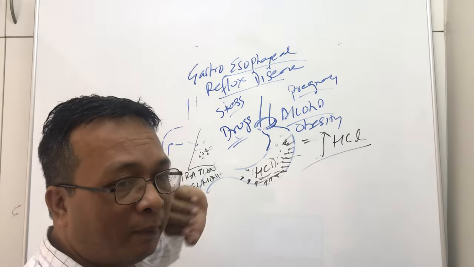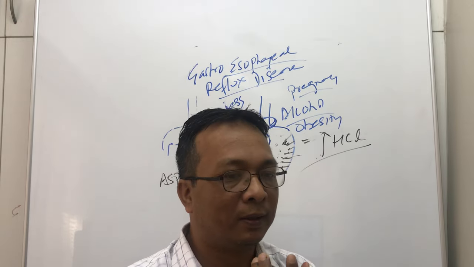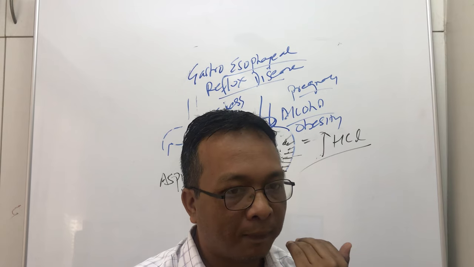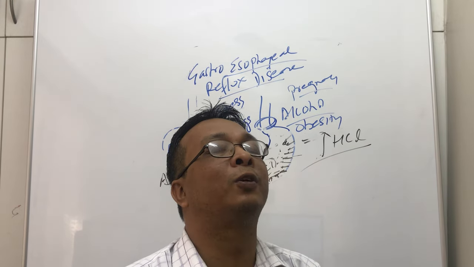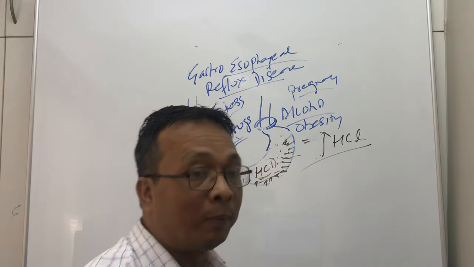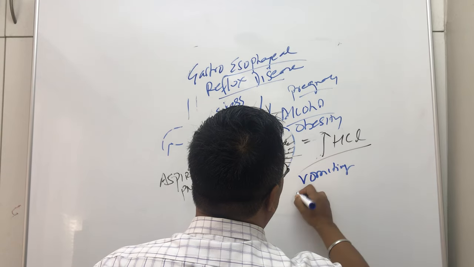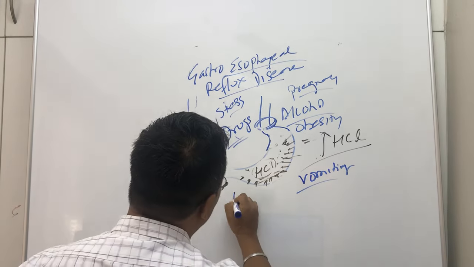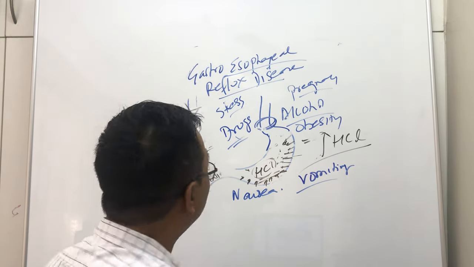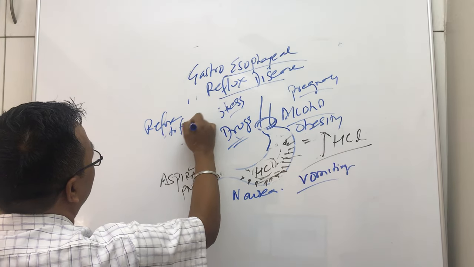So GERD is a very common problem when a patient complains of bad breath, destruction of the tooth, pain in the throat because the whole esophagus feels like burning, frequent vomiting, or the urge to vomit. This is called nausea. This happens in adults. Children refuse to feed. They become very fussy.